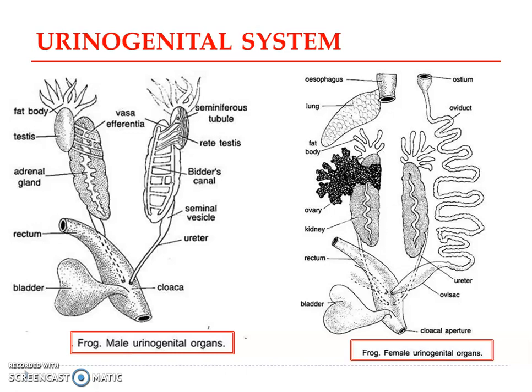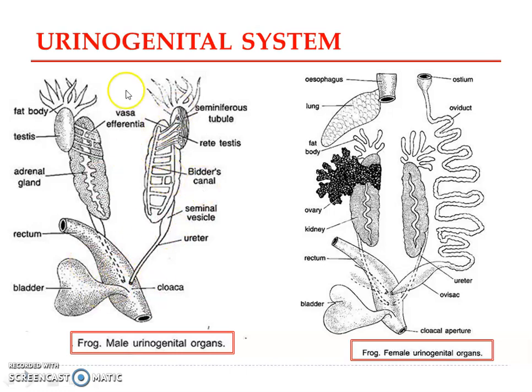When we speak about the excretory system, the excretory organs of frog include a pair of mesonephric kidneys, and it is located on either side of the last vertebrae. The last vertebrae is otherwise known as urostyle, and the kidneys are placed on either side of the urostyle. You can see this is the kidney.